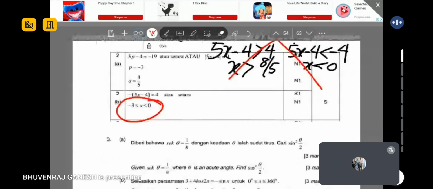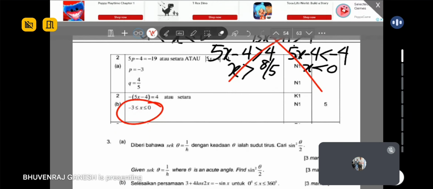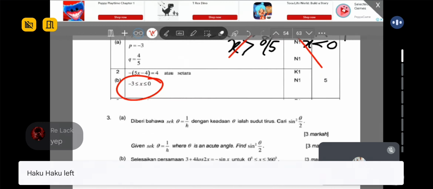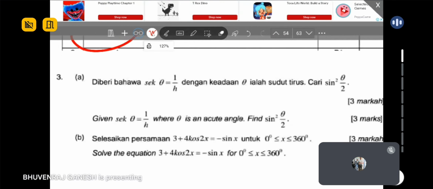Alright. Okay, are you clear guys with question 2? Boleh faham seluruh soalan 2? Okay, alright. So now we come to question 3.